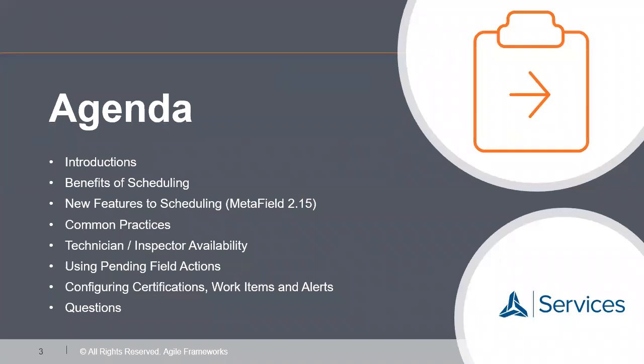So today we are going to cover the benefits of scheduling. We're going to go over new features that just came out. There were a lot of changes with 2.15. We're going to review common practices, look at technician and inspector availability, using pending field actions, and then at the end we're going to show you how to configure certifications, work items for certifications, and alerts. And we'll leave a little bit of time at the end for questions.